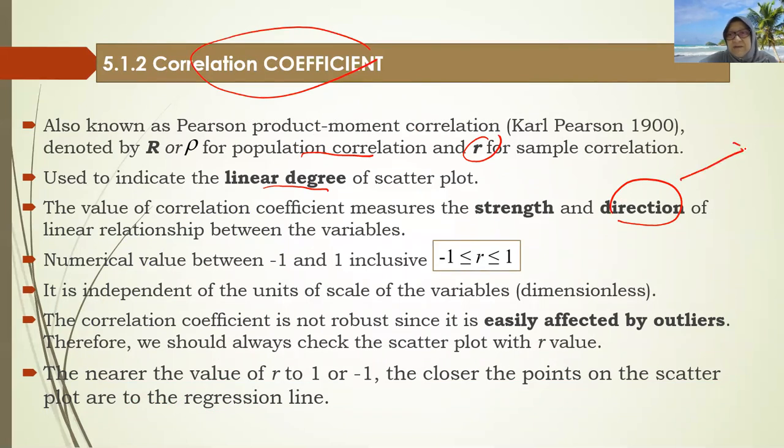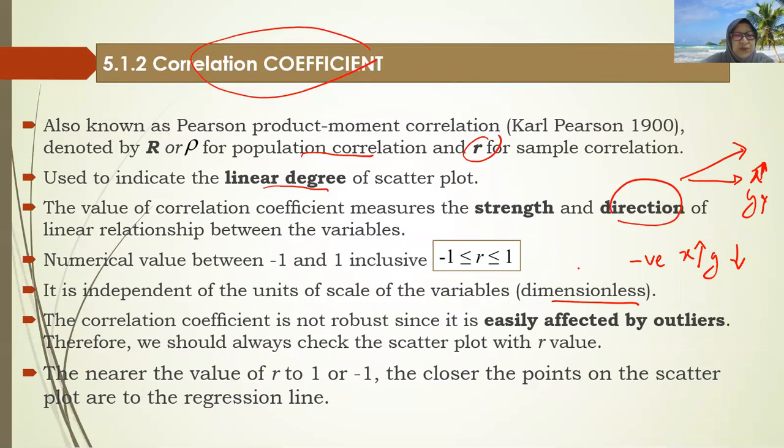Positive means when x increases, y also increases. That is a positive trend direction. But if the other way around, x increases, y decreases, so the direction is negative. The value of r is between -1 and 1, so it cannot be more than 1. It is independent of the units of scale of variables, so it is dimensionless. So no unit for correlation coefficient.